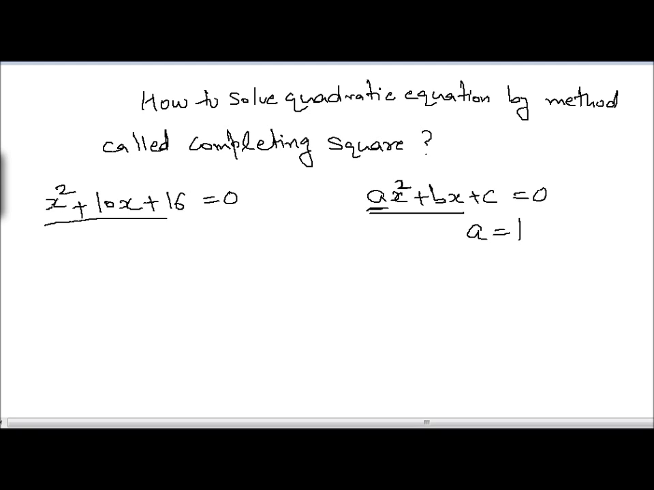This is a here and it's 1 here by default. If there is nothing written, then it means it's 1. So it is 1, so we can solve it directly. And I will take another example when it's not 1 here.